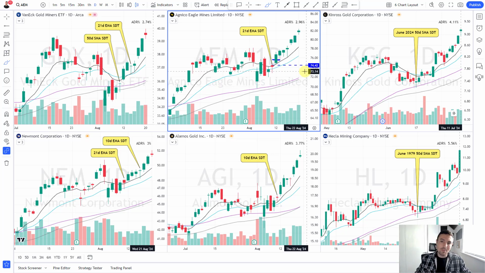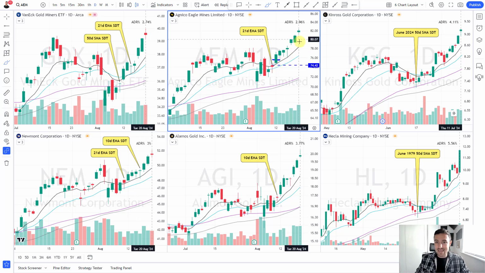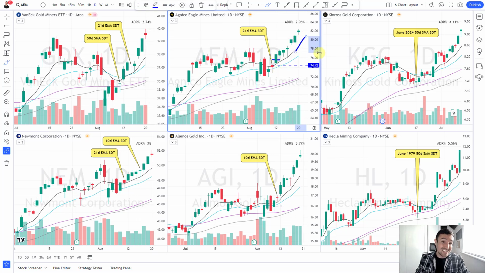So that's something that will play a part. Invariably though, 10-day, 21-day is where I'm looking to use that more so. However, I will choke it off if it gets extended. So what I did with AEM is it's currently extended from the 10-day EMA.